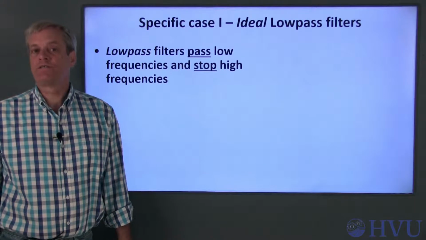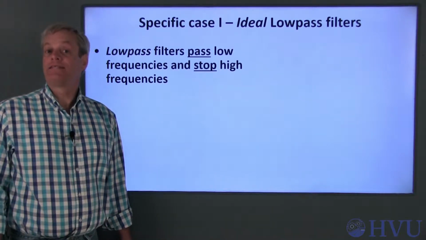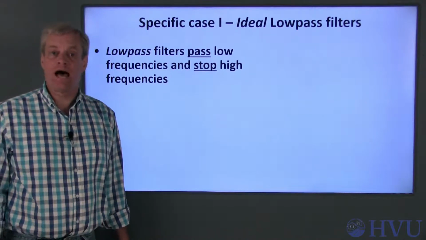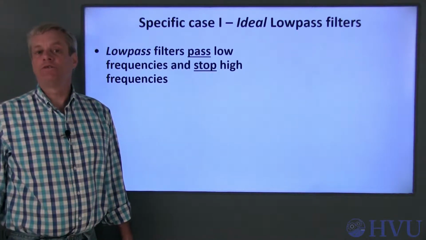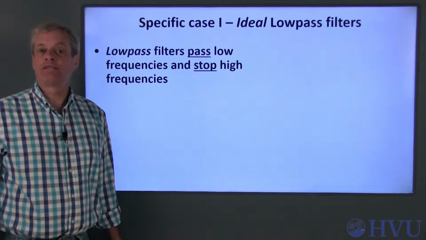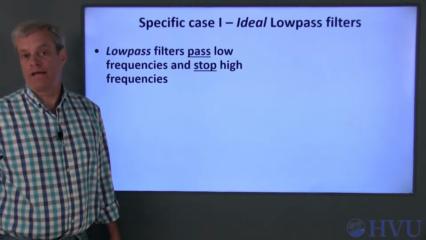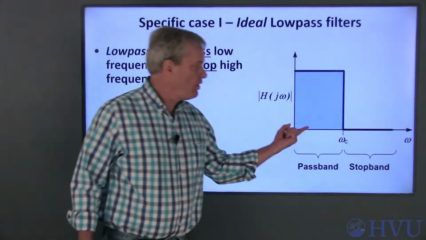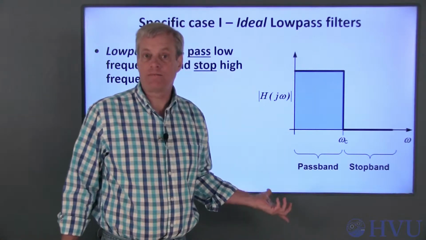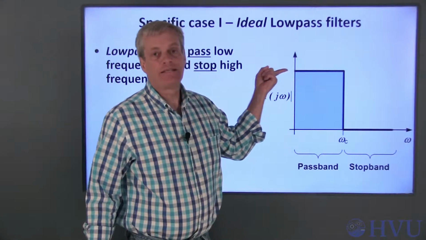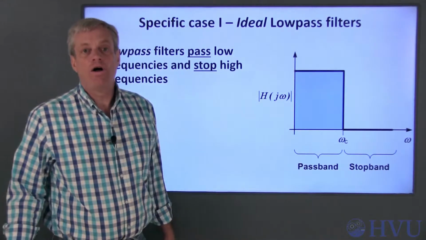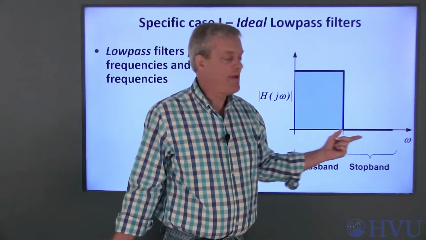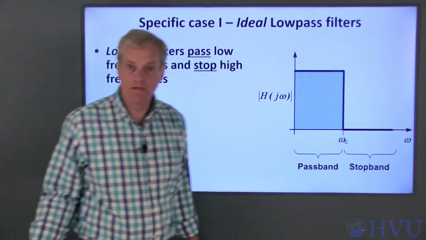The first category is called a low-pass filter. As the name implies, these types of circuits pass low frequencies and stop high frequencies. I'll introduce the basic terminology in the context of what's called an ideal low-pass filter. An ideal low-pass filter allows all signals in the low frequency range to be passed by the circuit with exactly the same magnitude response. All signals in the high frequency range are completely stopped by the filter, so the magnitude response in this range is 0.